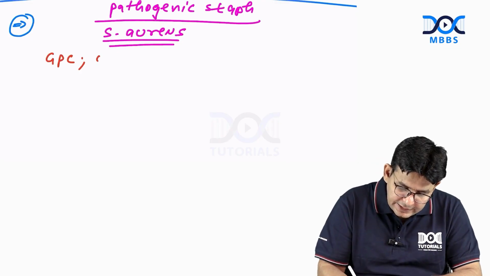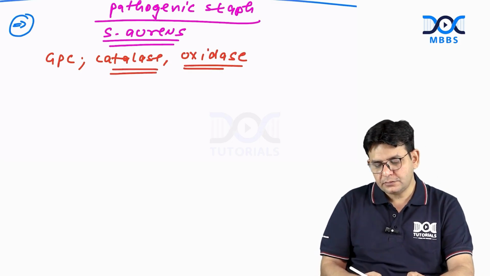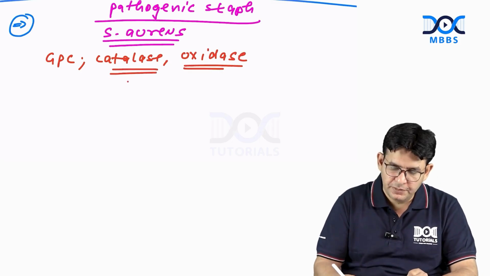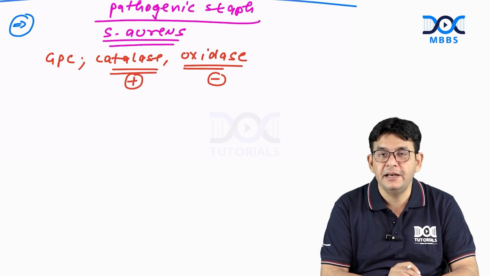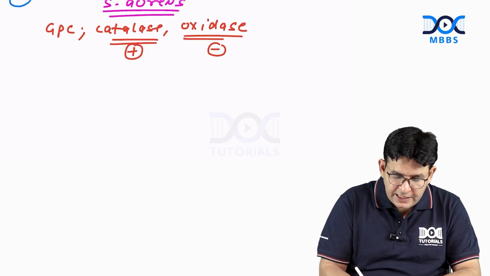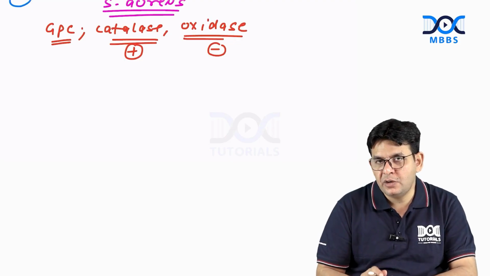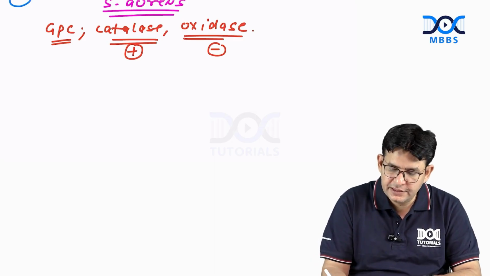Catalase and oxidase reactions are performed, and it is found to be catalase positive but oxidase negative. Which one? Staph aureus. Fine. So it's a gram-positive cocci, catalase positive, oxidase negative. Besides that, what other important things are there in this?